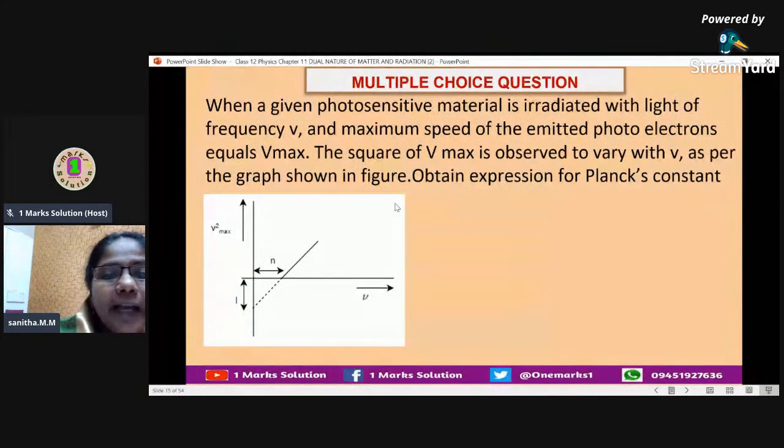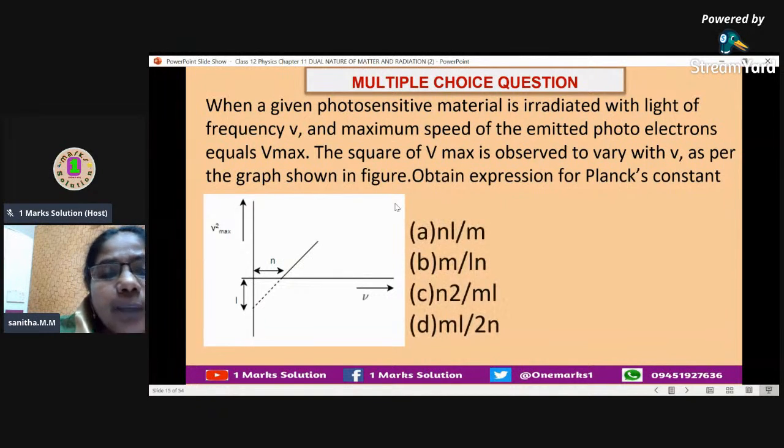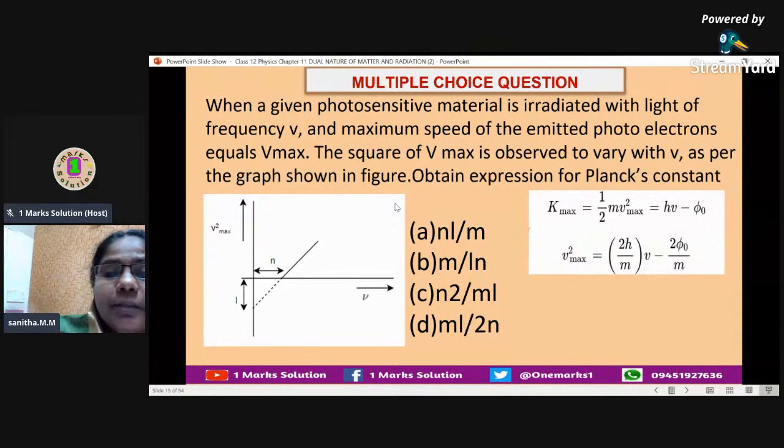The square of V max is observed to vary with nu as per the graph shown in the figure. In the previous graph, we drew nu and the stopping potential, but here you can see V max squared and the frequency. How will you get the expression for the Planck's constant? We will see that. Usually the question arises for 2 marks. If it is 2 marks, one more question will be there: you have to find the y-intercept also, or the work function. Here it is not asked, only a 1 mark question, so we are limited to Planck's constant.